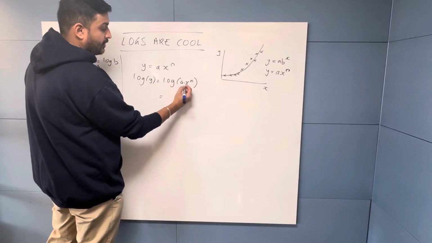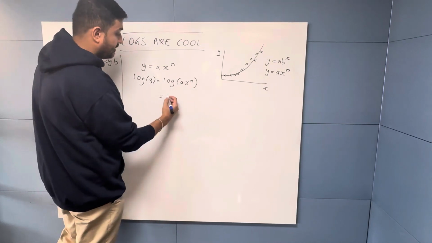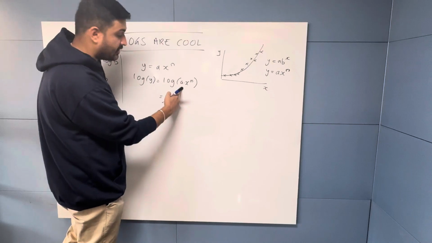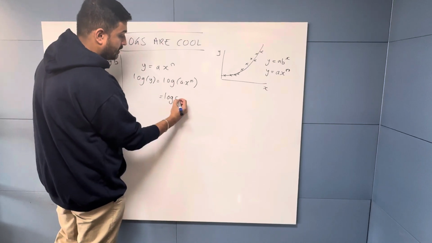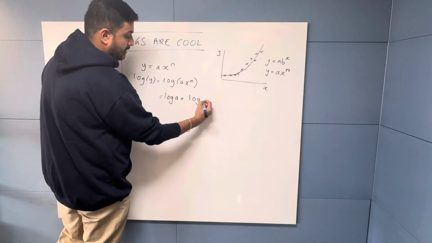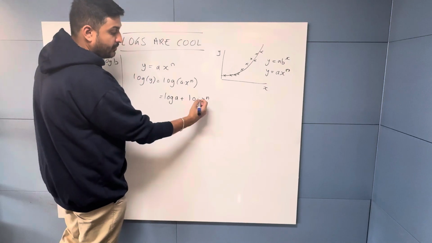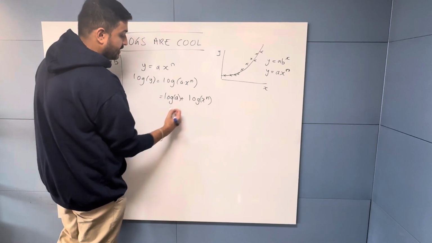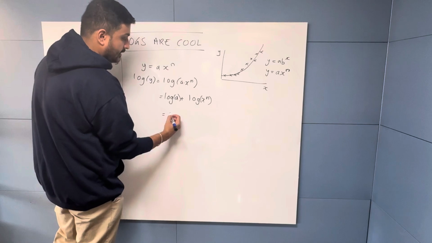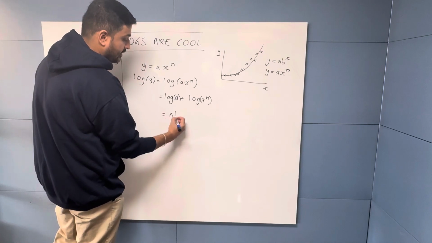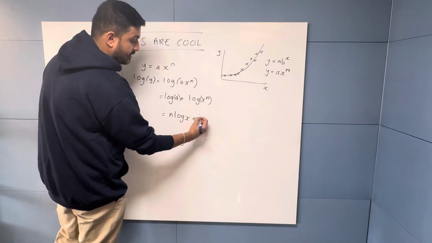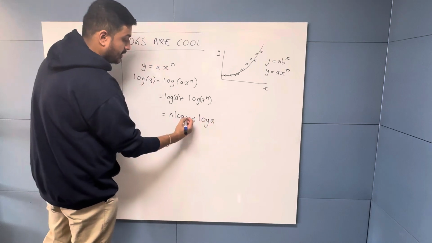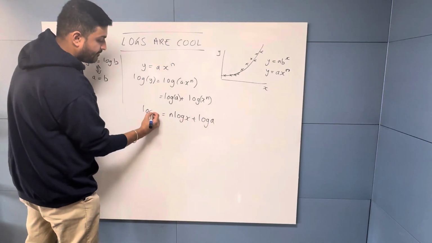And then, hold on, we've got a product within this log, so we can use the addition law. And we've got a power within a log, so we can use the power law. Now I'm just going to rewrite this for convenience. So what does this do?